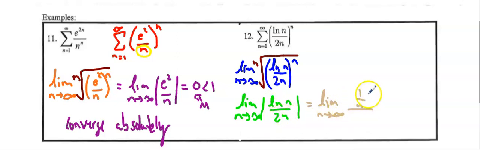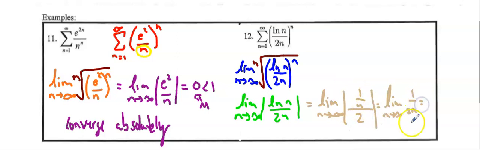If we take the derivative of the top, we get 1 over n, and the derivative of the bottom, we get 2. So we're going to get the limit as n approaches infinity of 1 over 2n. Again, just like with this example over here, this is approaching 0. This is going to get bigger and bigger and bigger. So our limit is going to be 0, which means, again, that it's less than 1. So this series will also converge absolutely.